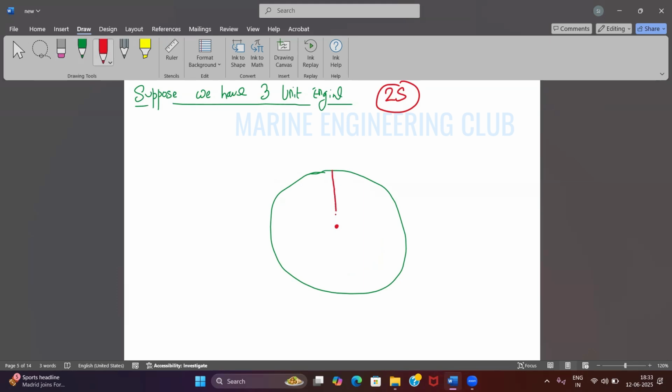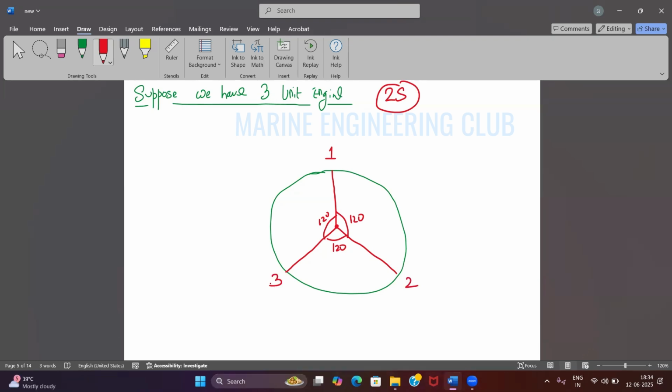If I have 3 units, what will be the difference between all the units? 120 degrees. This will be 120, 120, and 120, right? So this is, suppose, number 1 unit, number 2 unit, and number 3 unit.